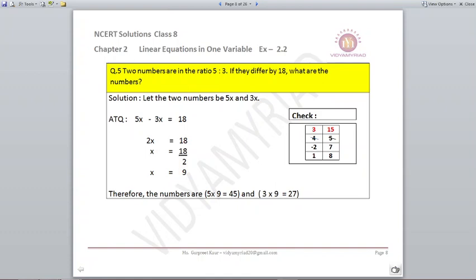Now therefore the numbers are 5x and 3x. So put the value of 9 in place of x. So 5 multiplied by 9 is 45 and 3 multiplied by 9 is 27. We can check whether the difference between 45 and 27 is coming as 18 or not. So we have checked it. I have shown it. Yes, the difference is coming 18. So our answer is correct.